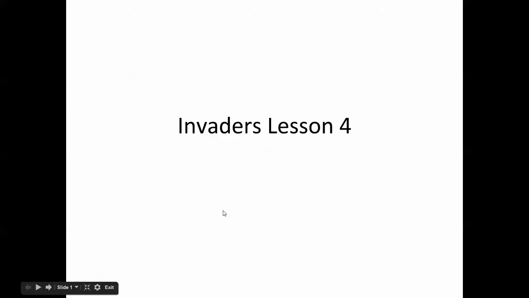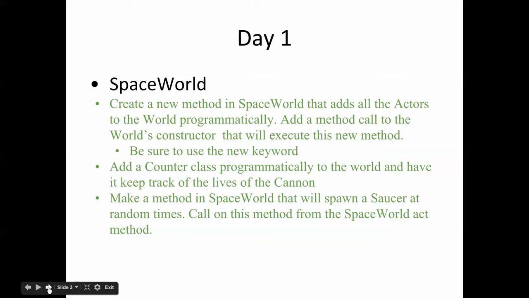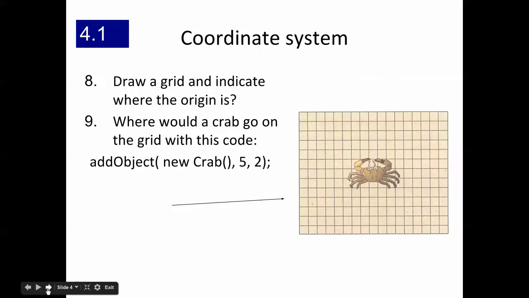All right, ladies and gentlemen, we're going to do Invaders for lesson 4. You know this. Here's what we're going to do. Read that real quick. The first thing we're going to do is create a new method in Space that adds all the actors to the world programmatically. So let's take a look at the thing.